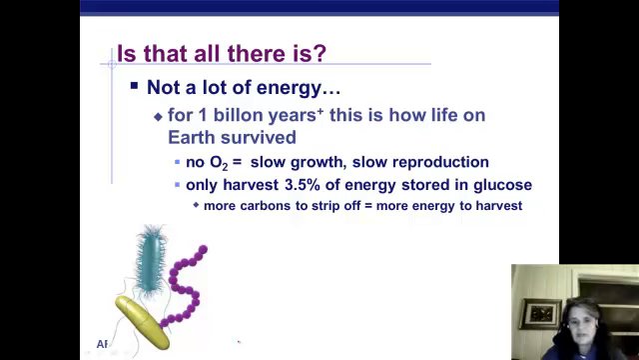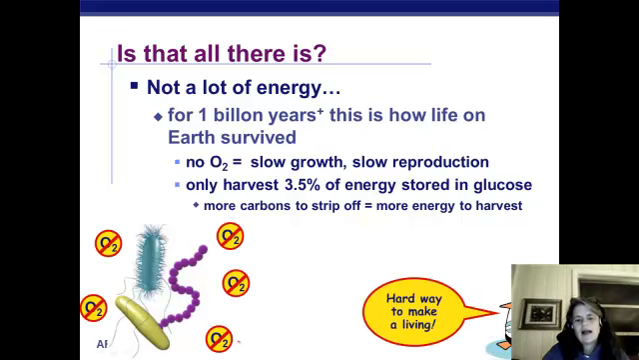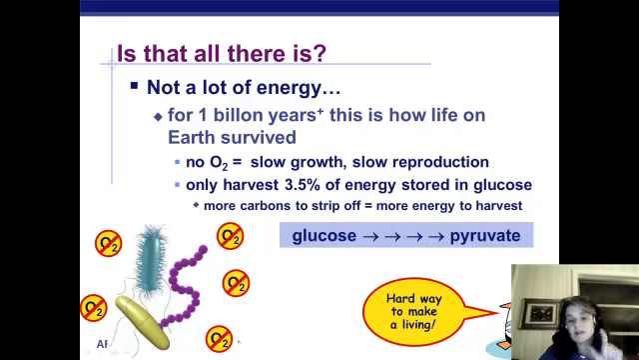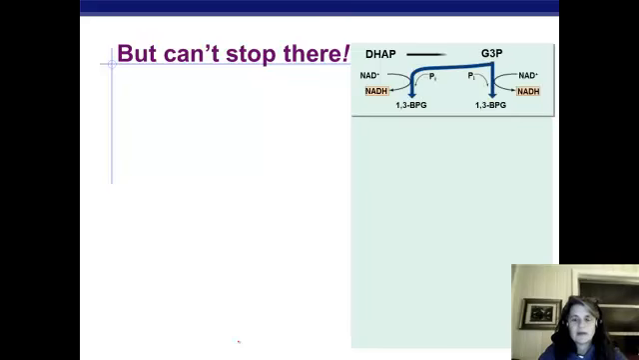Not until we got a lot of oxygen in the atmosphere could natural selection begin to favor a way to get more energy. So the deposition of oxygen in the atmosphere by plants doing photosynthesis really was very, very important for the advent of cellular respiration. Okay?